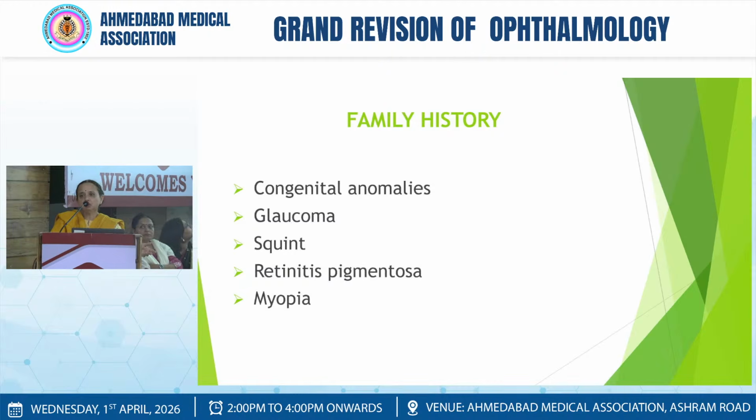Primary open angle glaucoma, yes, sure, there can be a family history which is positive. Similarly for squint, retinitis pigmentosa, where the main complaint would be dimness of vision at night time, and myopia. High myopia can also be hereditary.